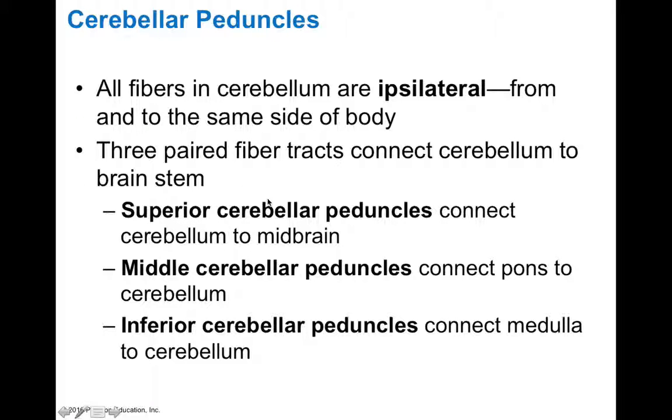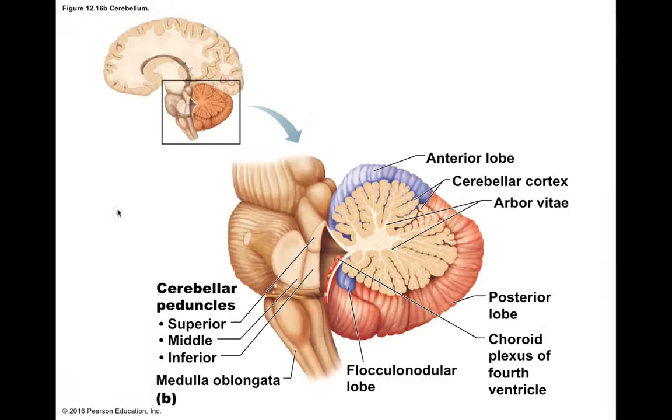So the superior cerebellar peduncle connects to the midbrain, which is the superior most part of the brainstem. The middle cerebellar peduncle connects to the pons, which is in the middle part of the brainstem, and the inferior cerebellar peduncle connects to the medulla oblongata, which is the most inferior part of the brainstem. Now, you can see these peduncles on this picture here, where we have the superior, middle, and inferior cerebellar peduncles, and they're basically white matter tracts that connect the midbrain to the cerebellum, the pons to the cerebellum, and the medulla oblongata to the cerebellum.